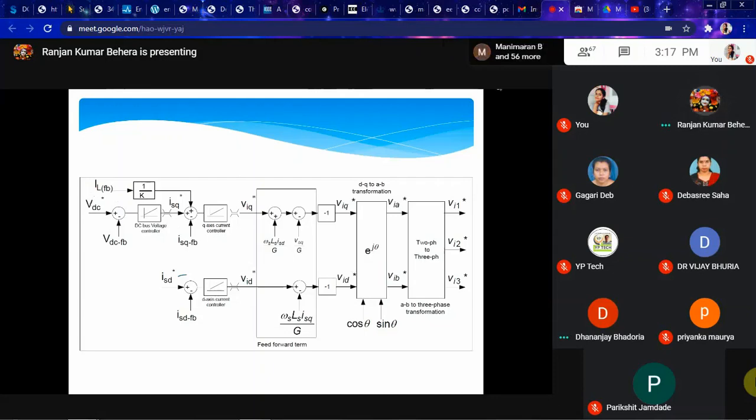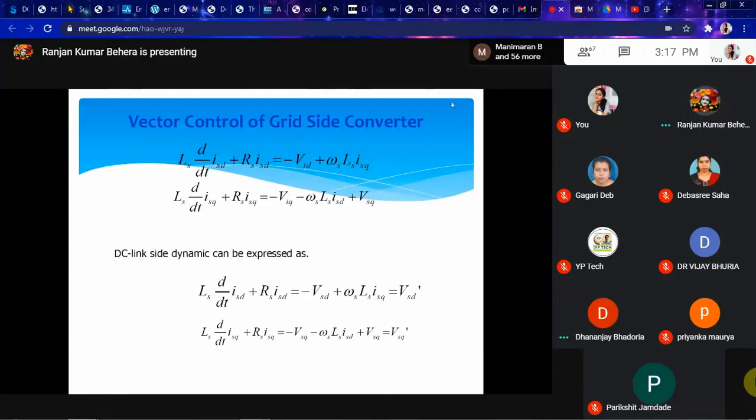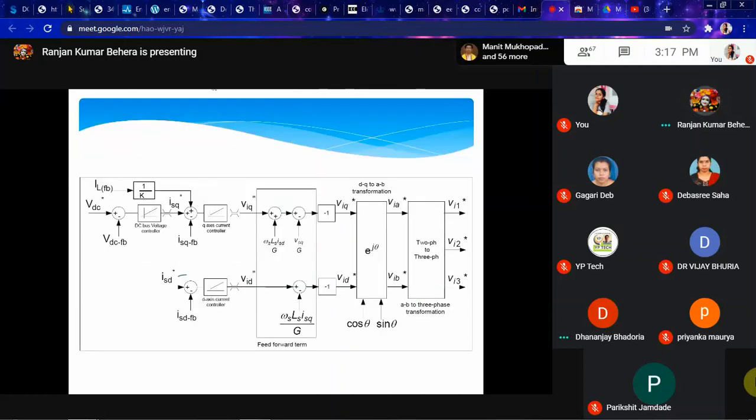I don't think that here any markers are. How to go to marker? Yes.